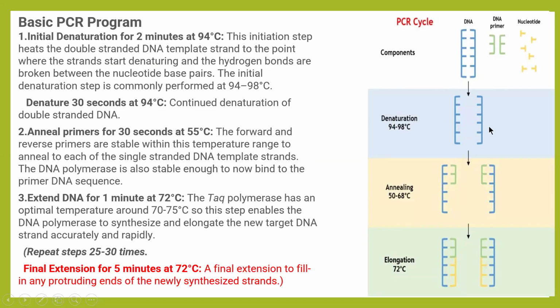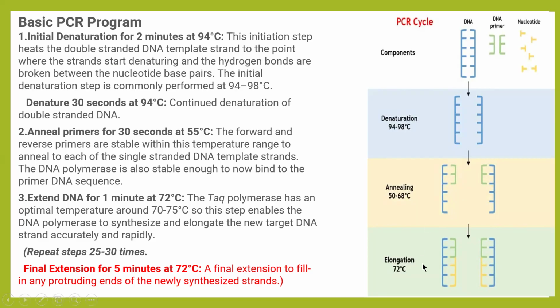This is the breakdown between the nucleotide base pairs, and the denaturation step is commonly performed at a temperature between 94 to 98 degrees Celsius, and the hydrogen bond, which is a weak bond between the nucleotides, will break down. The annealing process is for 30 seconds at a temperature between 50 to 68 degrees Celsius, where the annealing happens with the help of the primer, and DNA polymerase is also stable enough to now bind to the primer DNA sequence. So DNA polymerase plays a very vital role in the annealing of the primer.